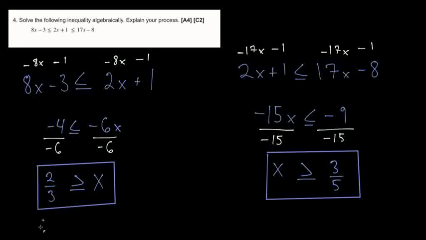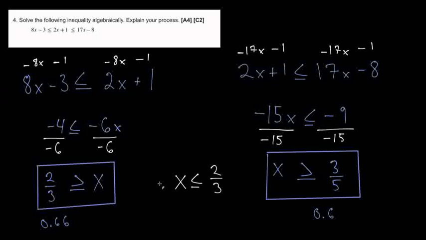And 2/3 is 0.66, and 3/5 is just 0.6. So we know that x has to be greater than 0.6 and less than 0.66. So we'll throw x in the center here. And we know it has to be less than, and it makes sense because it's the larger number, 2/3. But it also has to be some value greater than 3/5.